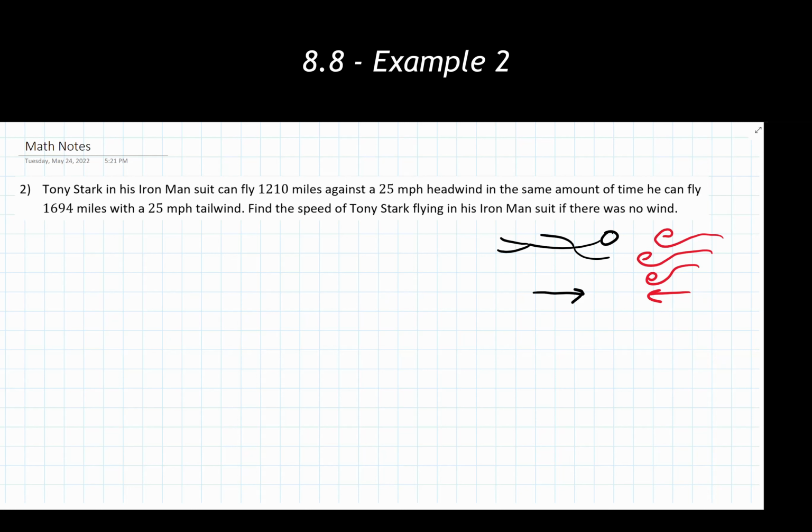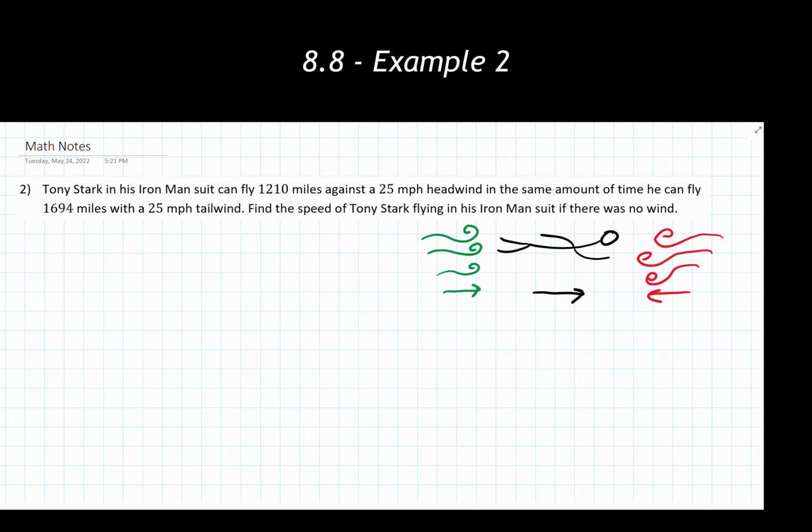In contrast to that, if he has a tailwind, it's assumed that the wind is at his back and pushing him forward, and therefore it would be increasing his speed that he's traveling. So once again, like we had in our previous problem, we have an instance where we have a headwind, and we have the instance where we have a tailwind. So two situations showing up here.